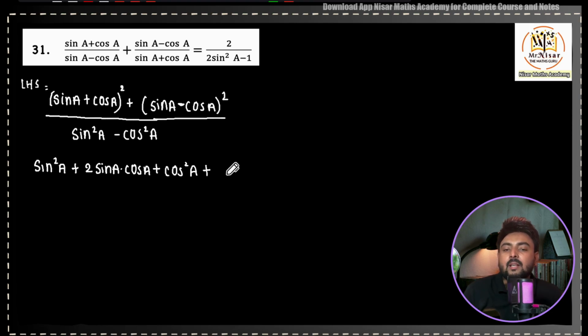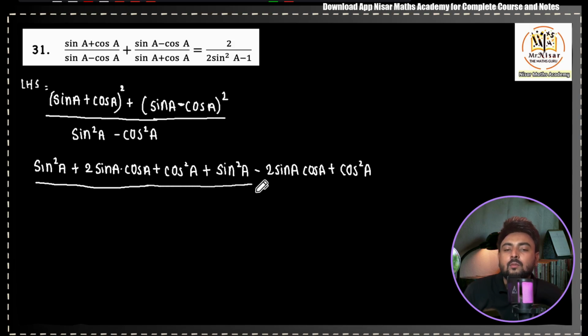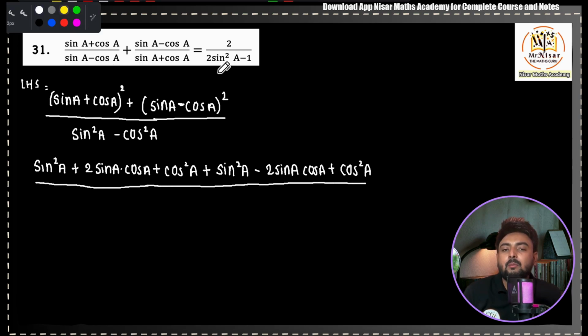Then we have (A minus B) whole square, that is A square minus 2AB plus B square, upon we have sin square A minus cos square A. Children, if I see the denominator now here, I want only sin in the denominator. So I will convert this cos into sin here only.